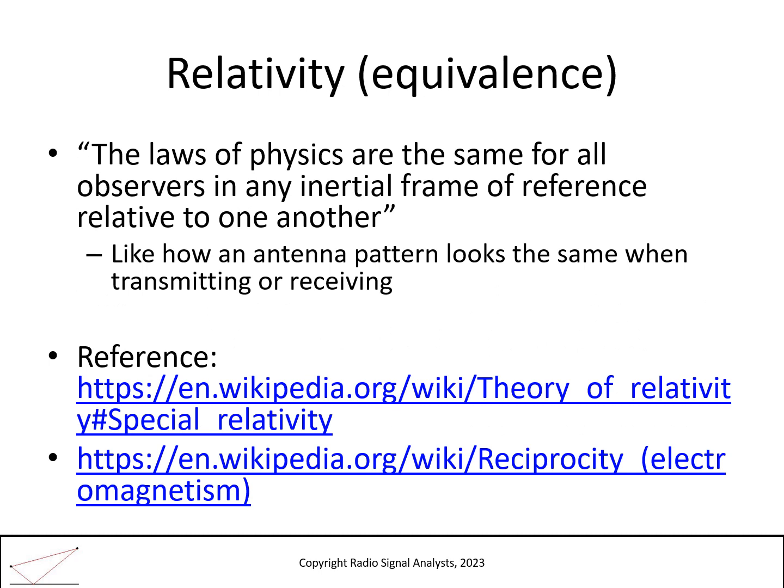We will need to define inertial frames to discuss the Lorentz contraction, but first let's define relativity. Relativity is defined in Wikipedia as the laws of physics are the same for all observers in any inertial frame of reference relative to one another. This means that no observer that is stationary or experiencing uniform linear motion can see a difference in the equations of physics. These equations are used with differences attributed to their different velocities.